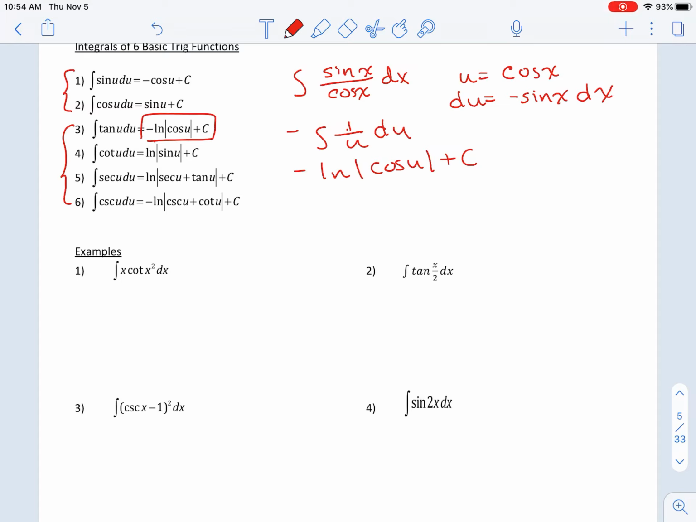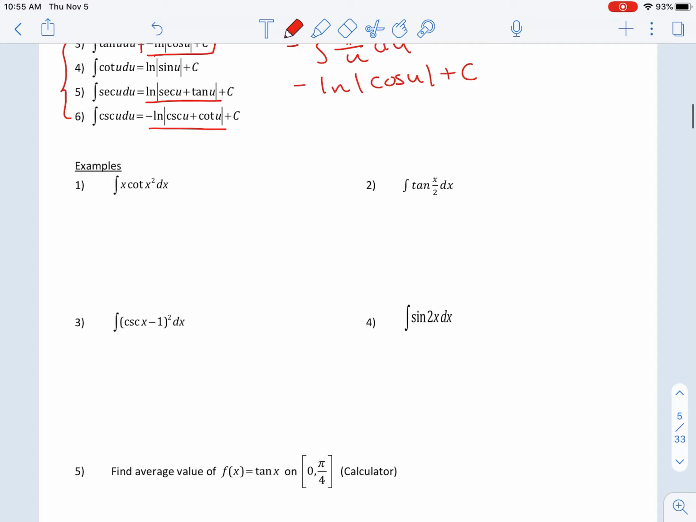And you can use the same idea for the cotangent. The proofs for the secant and cosecant are a little bit more complicated. It's in the book if you want to read it, but we're going to just go ahead and memorize it and start using them. So the antiderivative of the secant is natural log of secant plus tangent. The antiderivative of the cosecant is negative ln of cosecant plus cotangent.